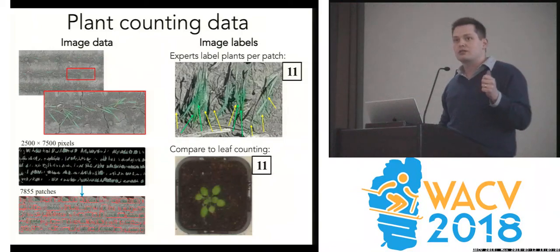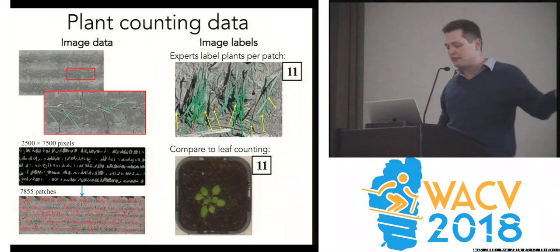And this is a very hard task. So compare this to counting leaves from a plant, which is another common computer vision task. So it's much easier to see 11 leaves in the bottom image than to see 11 wheat plants in the top image.